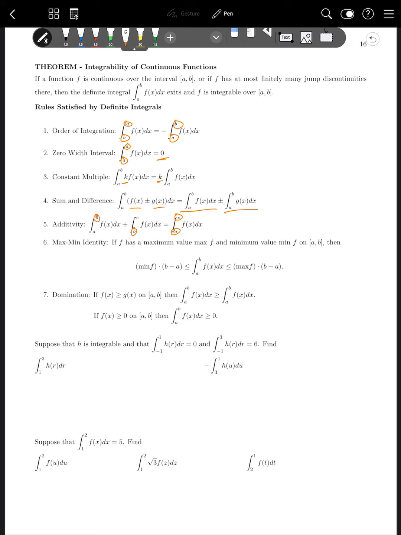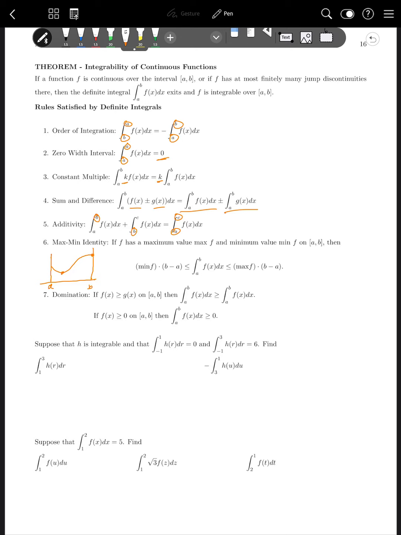The max-min identity says if f has a maximum value, max f, and a minimum value, min f, on a comma b, then the minimum of f times b minus a is less than or equal to the integral from a to b of f of x dx, which is less than or equal to the maximum value of f times b minus a. So the idea here is, let's say my function looked like this. So I have a min and a max. Over here is a, and over here is b.